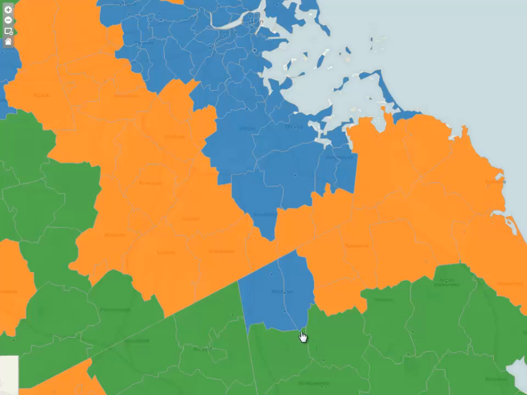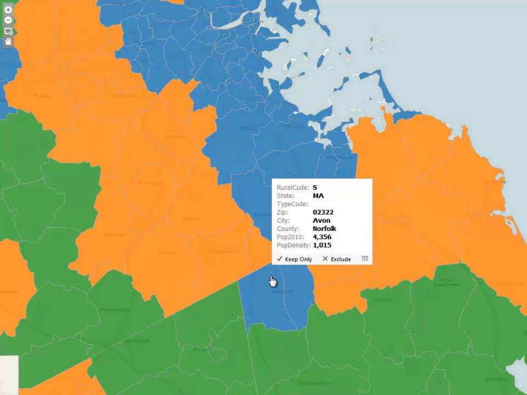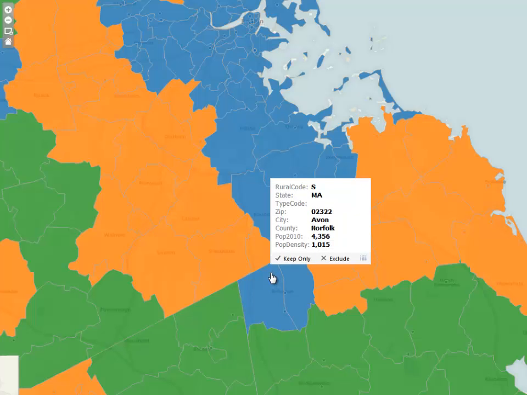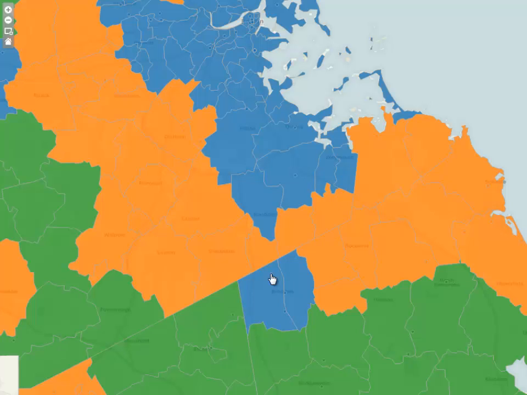For instance, over here, this zip code, if you mouse over just right, there we go. 02305 is a type code of E. That means that's a P.O. box. It doesn't cover a geographical area, what the post office refers to as general delivery area. It's just a P.O. box, so it's only one point on the map.